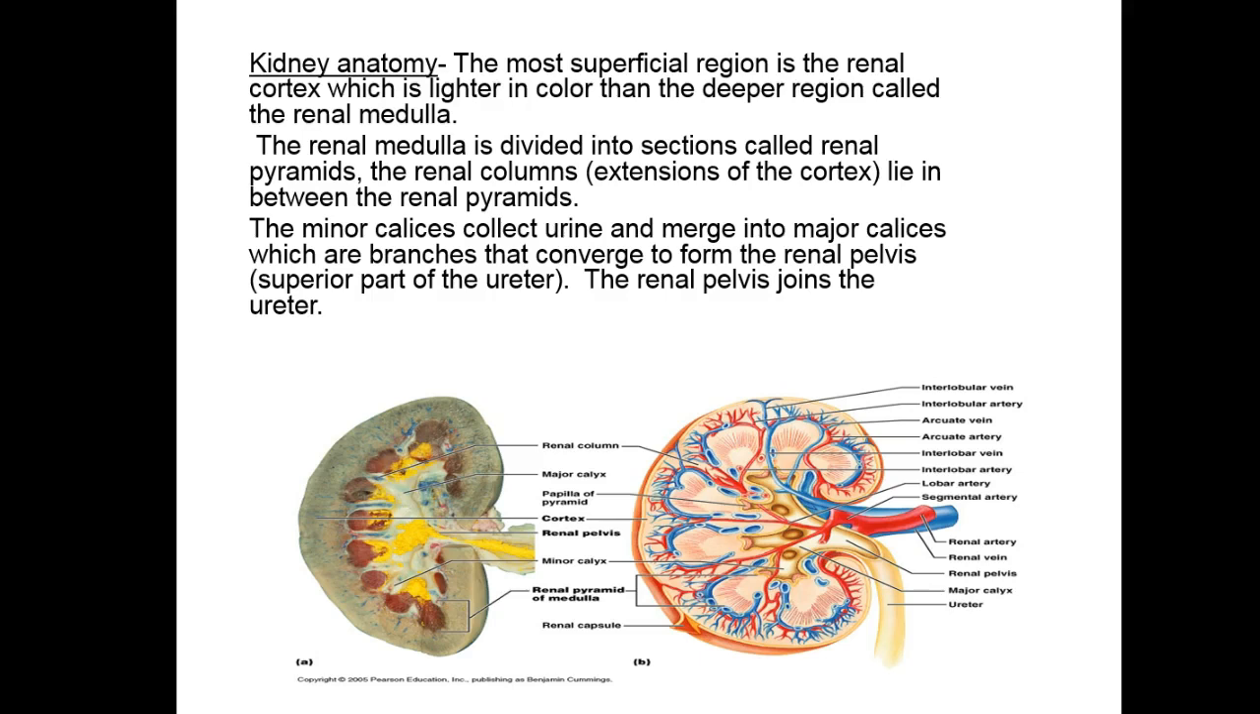Plural, calyces, which is the word you see on this slide. Calyces is C-A-L-I-C-E-S. Calyx is C-A-L-Y-X. Those minor calyces merge into major calyces. Then those branches converge into the renal pelvis. The renal pelvis then becomes one with the ureter. The ureter will take that urine down into the bladder. That's the kidney anatomy.